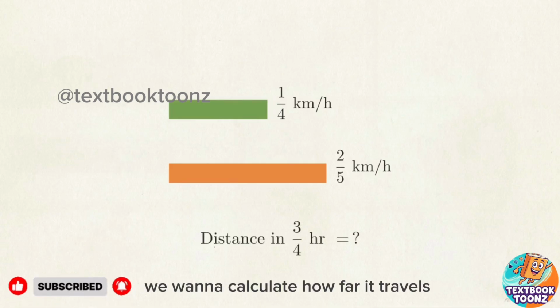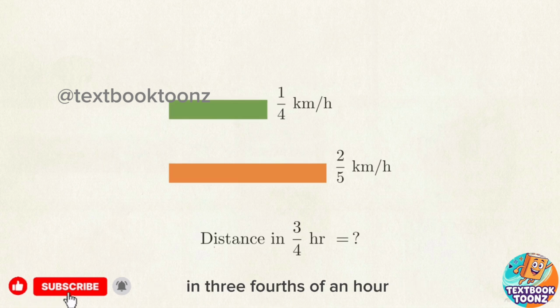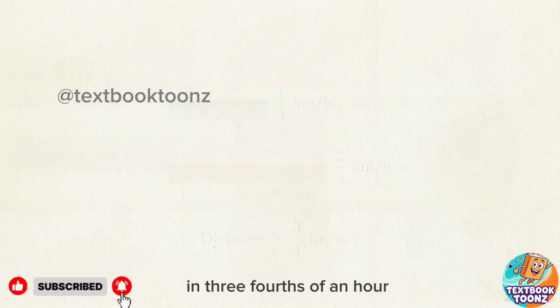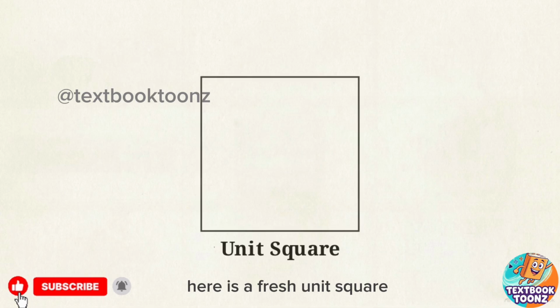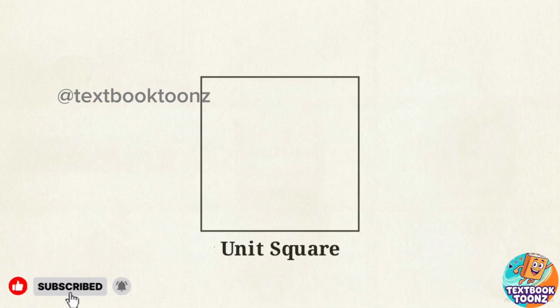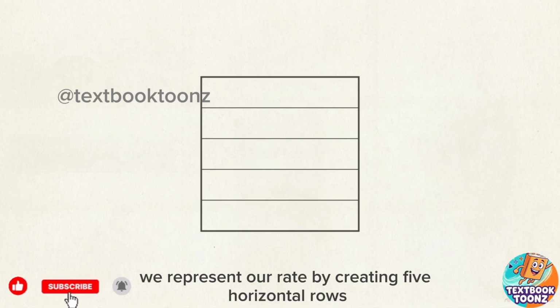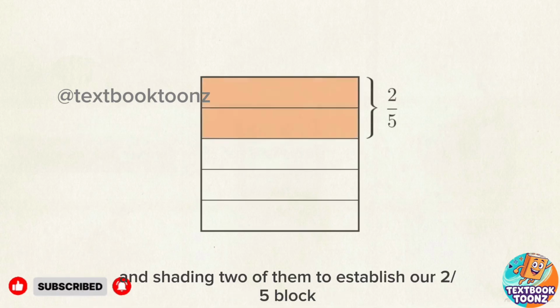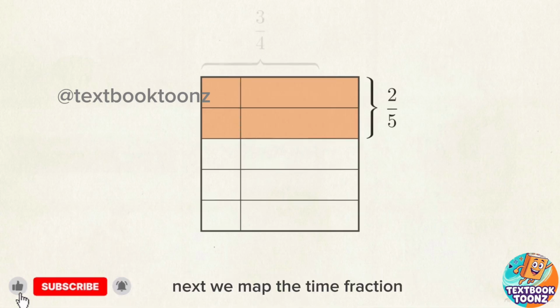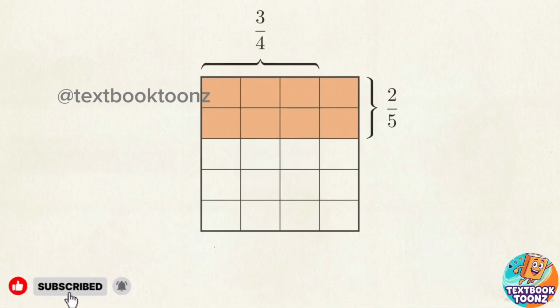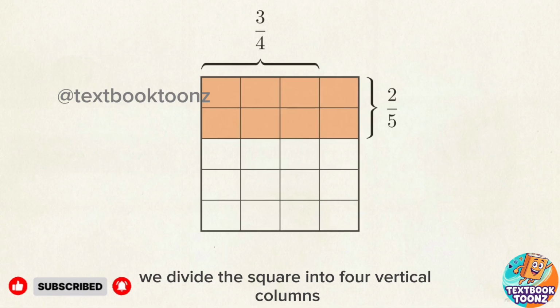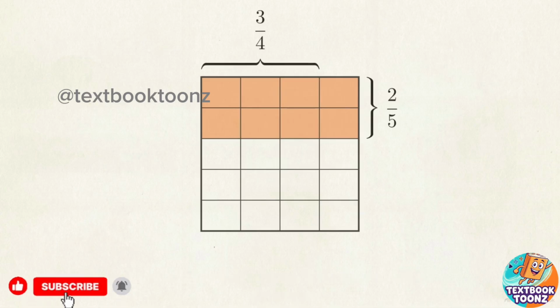Let's apply this method to a faster tortoise that walks 2/5 of a kilometer per hour. We want to calculate how far it travels in 3/4 of an hour. Here is a fresh unit square. First, we represent our rate by creating 5 horizontal rows and shading 2 of them to establish our 2/5 block. Next, we map the time fraction. We divide the square into 4 vertical columns.